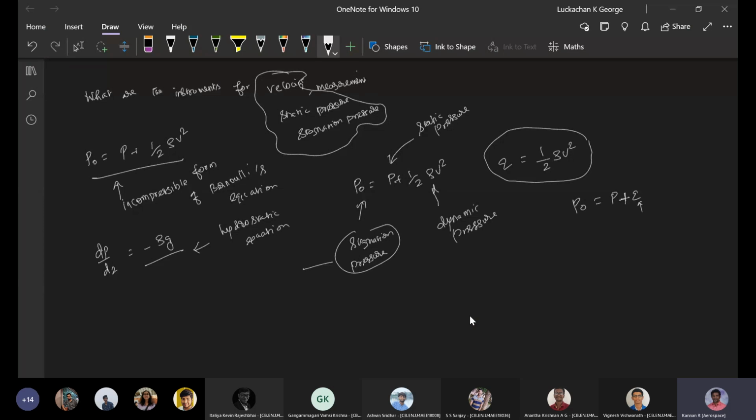If the flow is isentropically decelerated to zero velocity, the pressure at that point is called your stagnation pressure or total pressure.